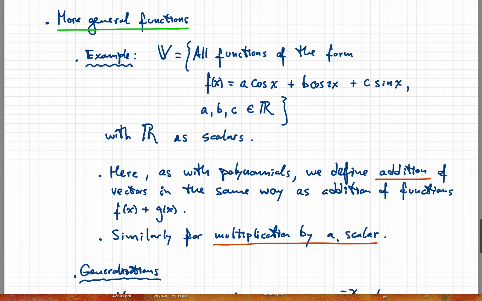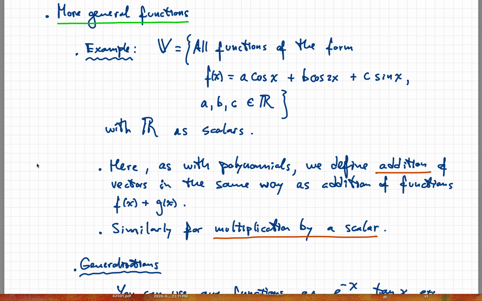Similarly, for multiplication by a scalar, what do we do? We take the function, and multiplying by a scalar is simply just going right through and multiplying every term by that scalar, the real number, and you'll be fine. And so this is then a well-defined example of a vector space.